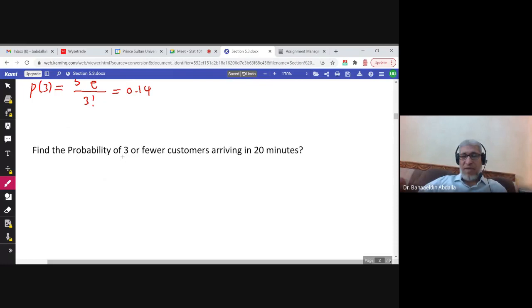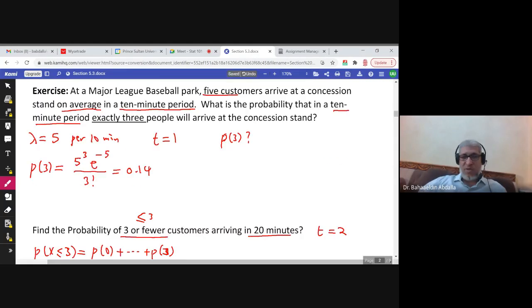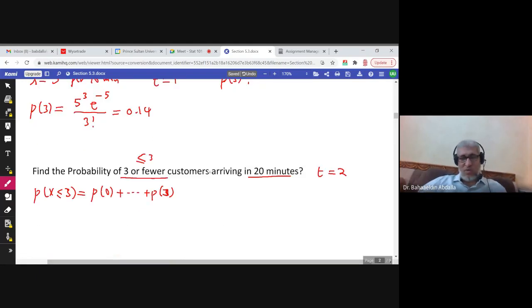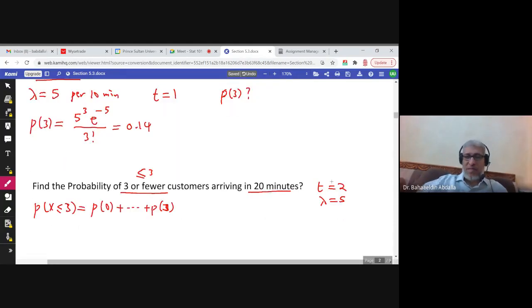Find the probability of 3 or fewer. 3 or fewer means less than or equal to 3. So he's asking about probability of x less than or equal to 3. This means he is asking for probability of 0 plus up to probability of 3. And he says in 20 minutes. 20 minutes means T is 2. The number of segments is 2 because our segment is a 10-minute period. So 20 means T is 2. Of course, lambda is the same. Lambda is 5 per 10 minutes.